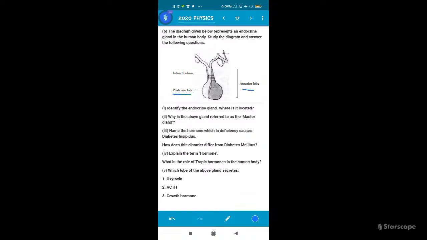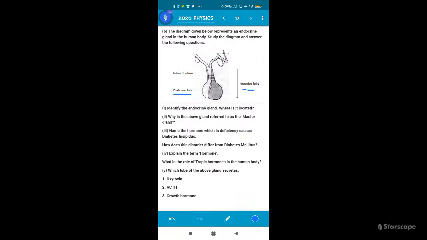Okay, so now your first question is, identify the endocrine gland and where it is located. So you know this is the pituitary gland, and where is it located? It is located at the back of the brain below the hypothalamus. It is given in your book very directly. It is a pea-shaped organ. It is located below the hypothalamus. So this is the answer.